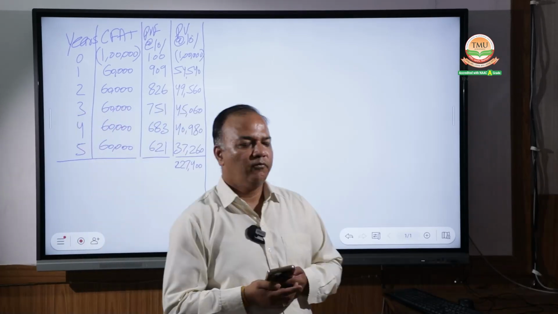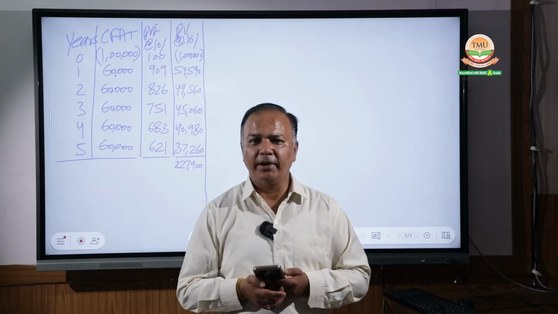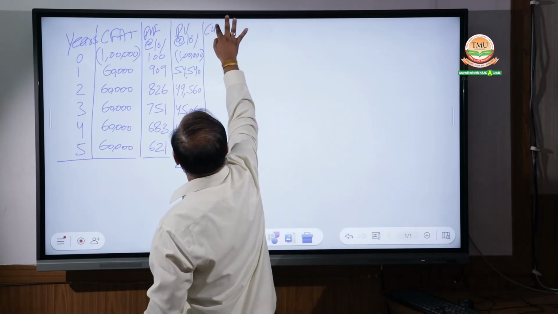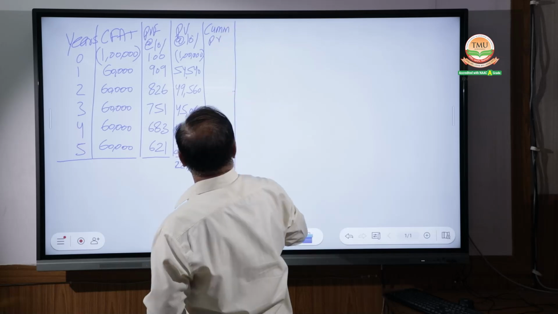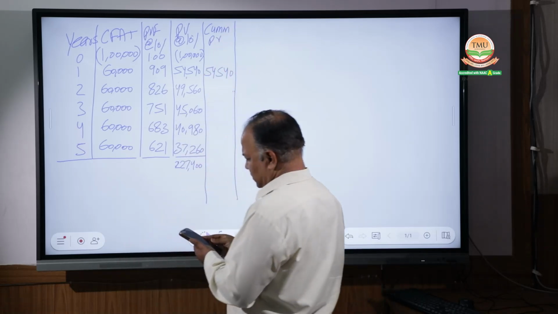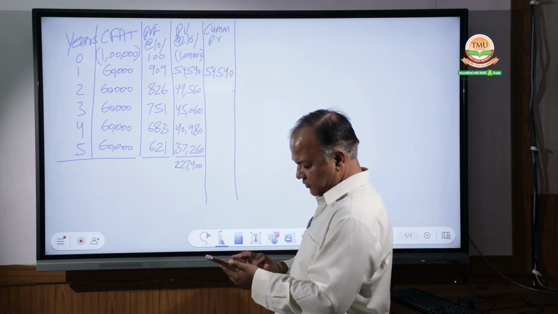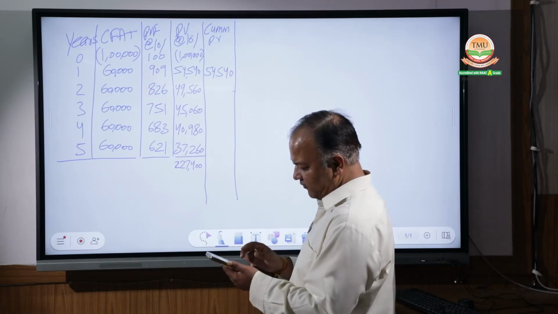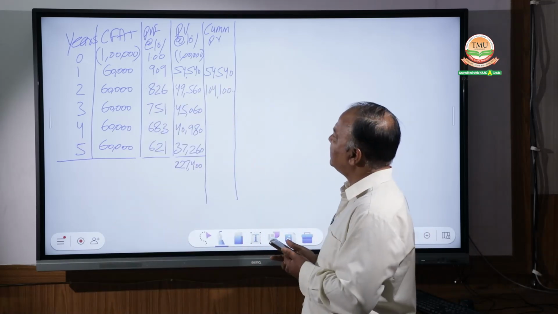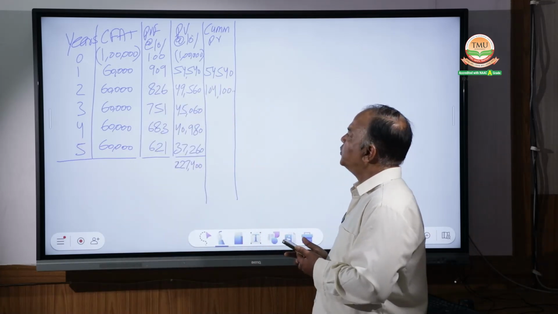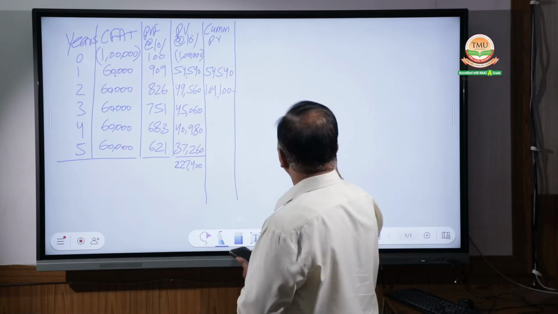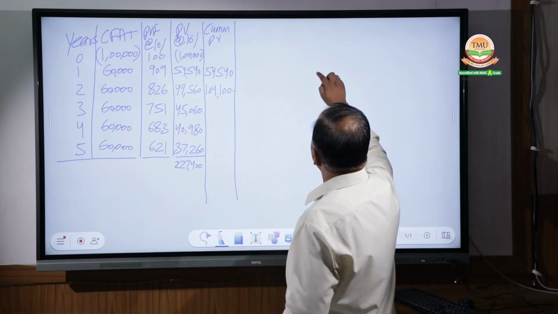Now first of all we have to calculate the discounted payback period. Discounted payback period means you have to write down the cumulative present value. This will be 54540, then 54540 plus 49560 is 104100. So we are recovering 1 lakh in year number 2. I think there is no need to fill all the columns. Now let's calculate the discounted payback period.